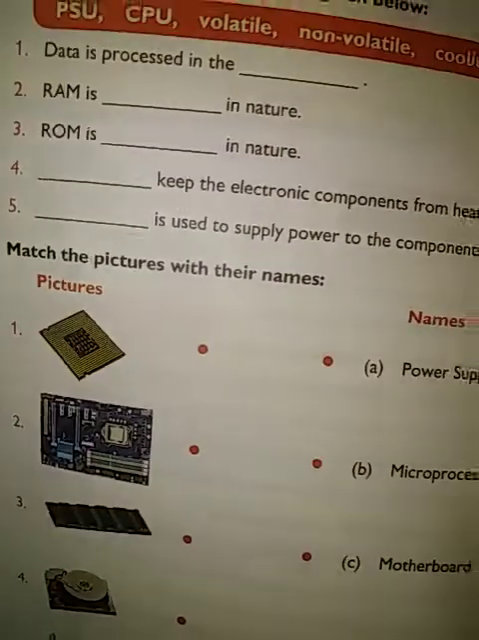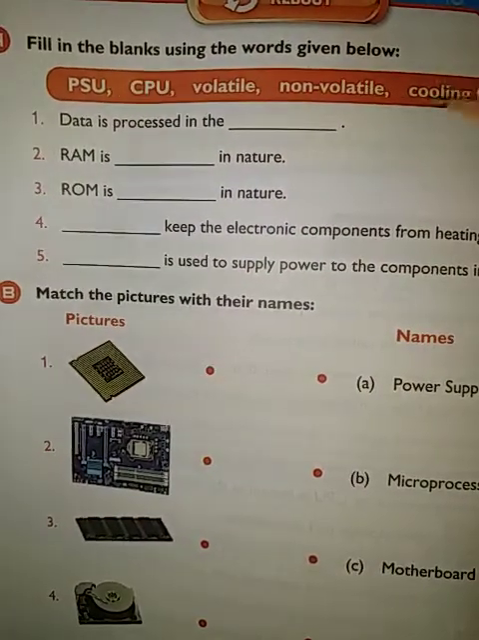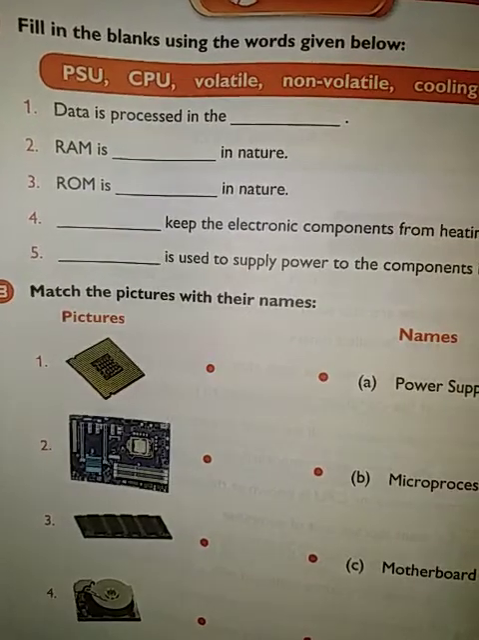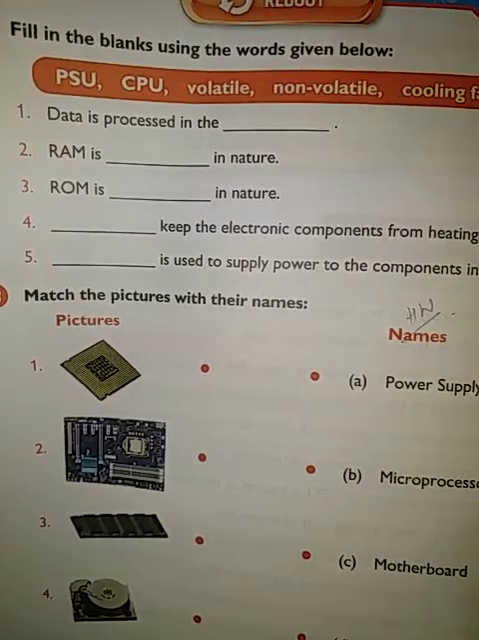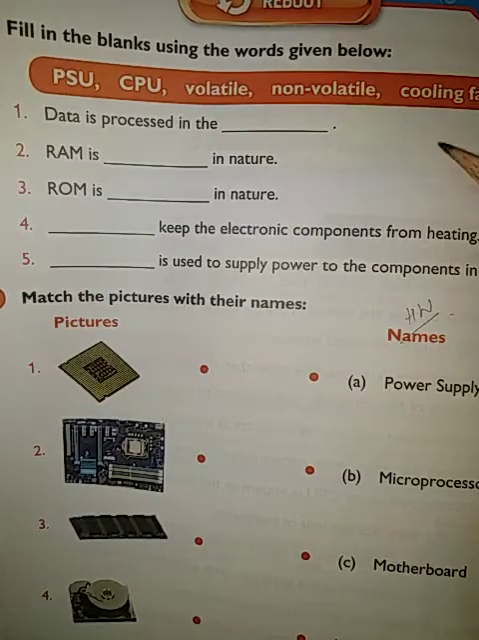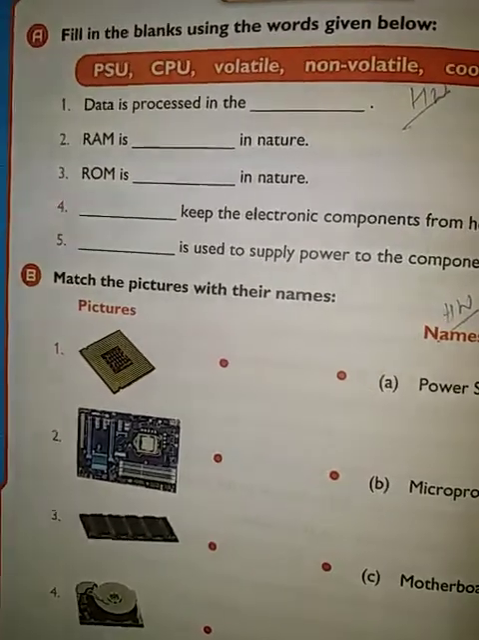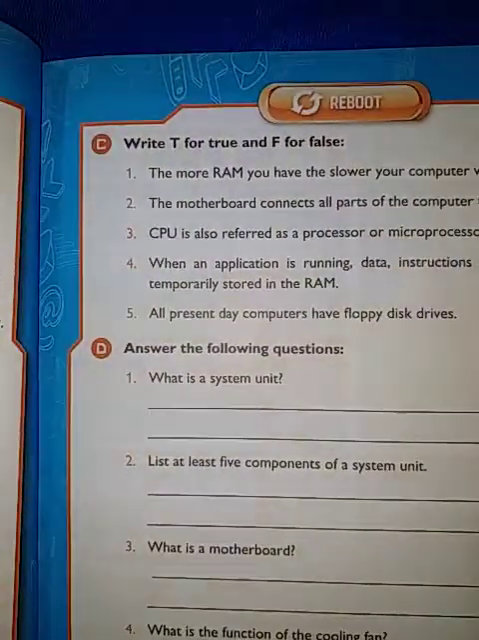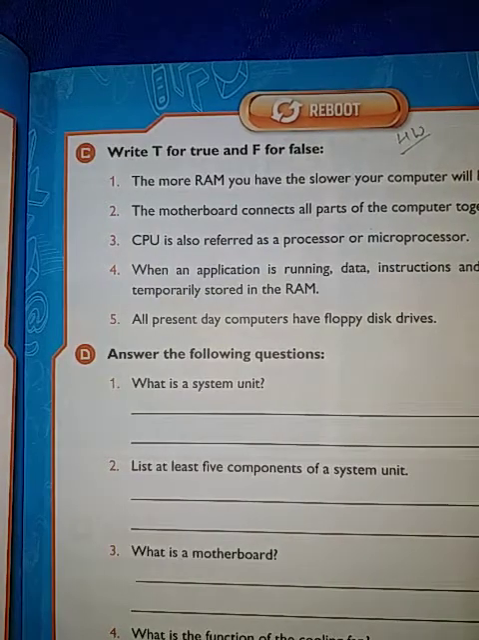So let's move to the exercise. I hope you all can do these exercises by yourself. This is a very simple exercise. This is for your homework, and this one is also for your homework. I hope you all can do this exercise easily. But if you have any doubt, you can ask me. This one is also for homework.